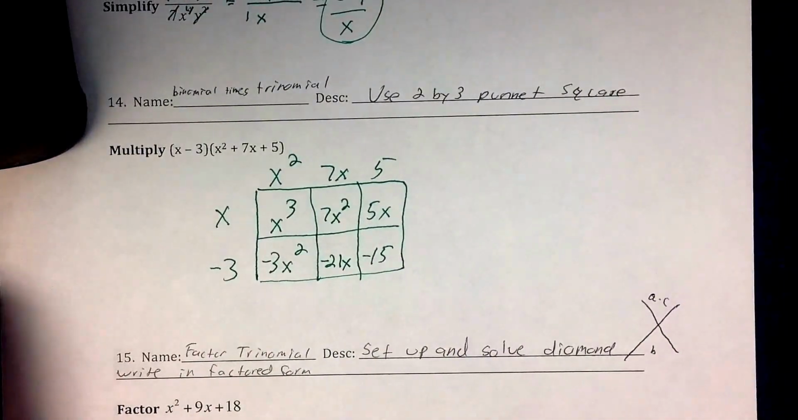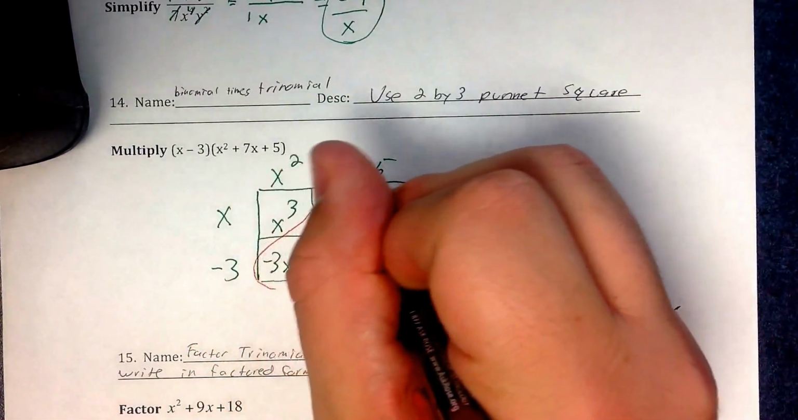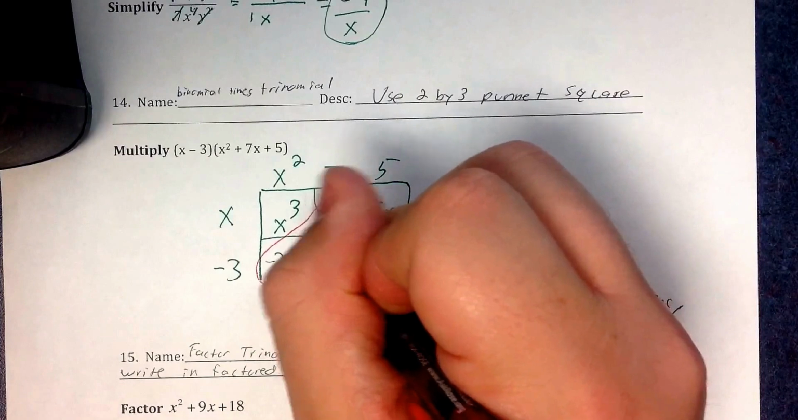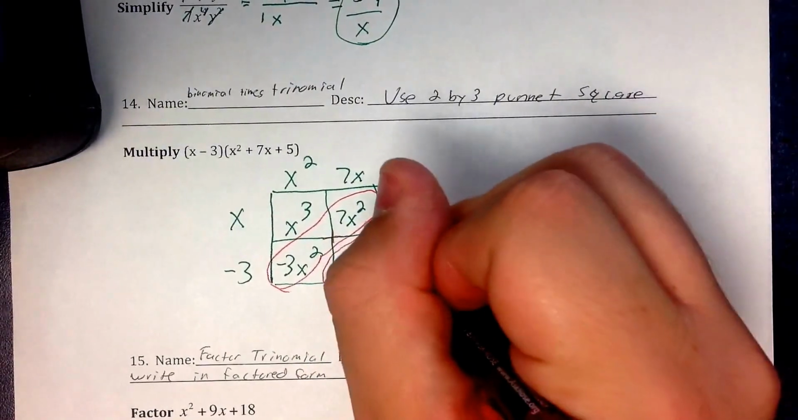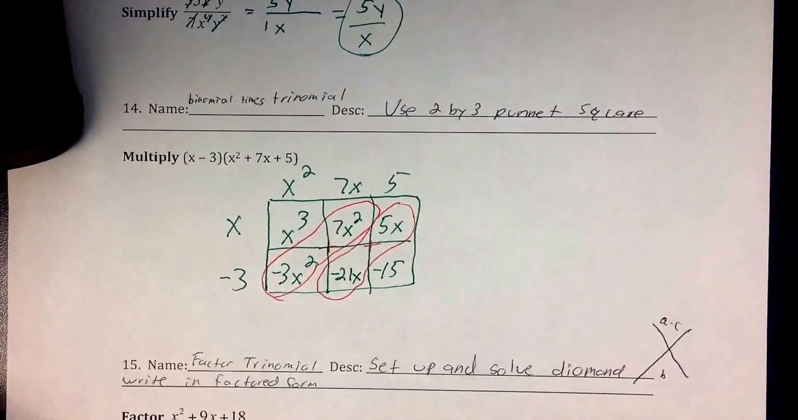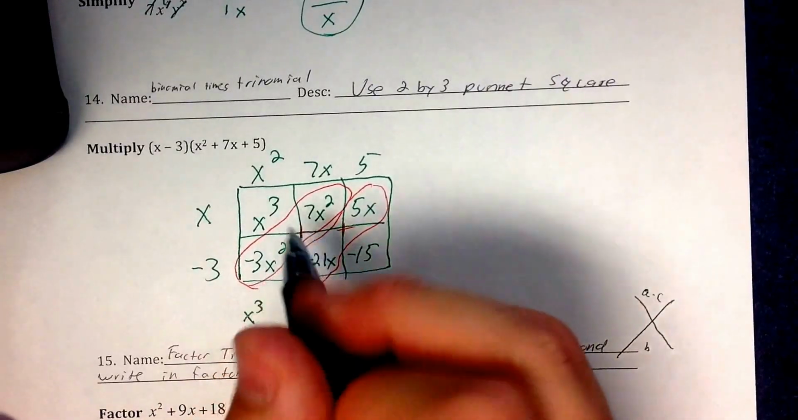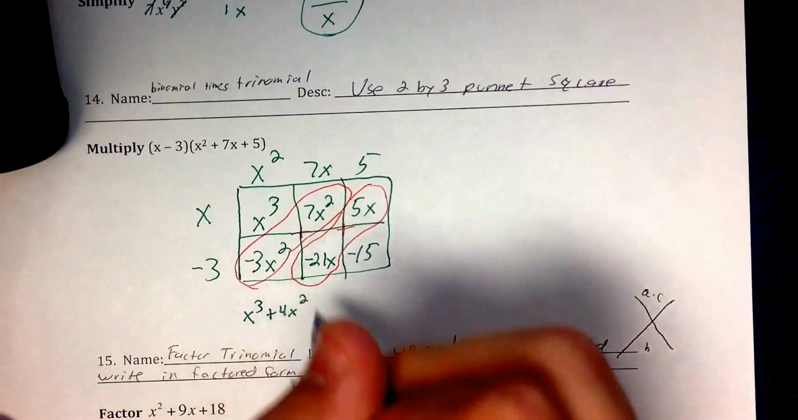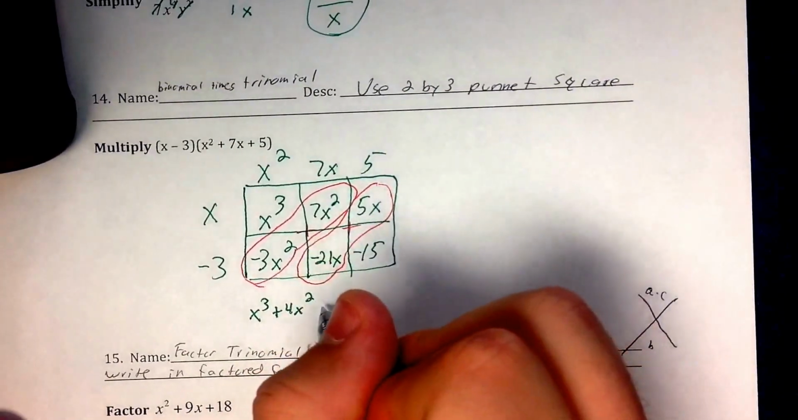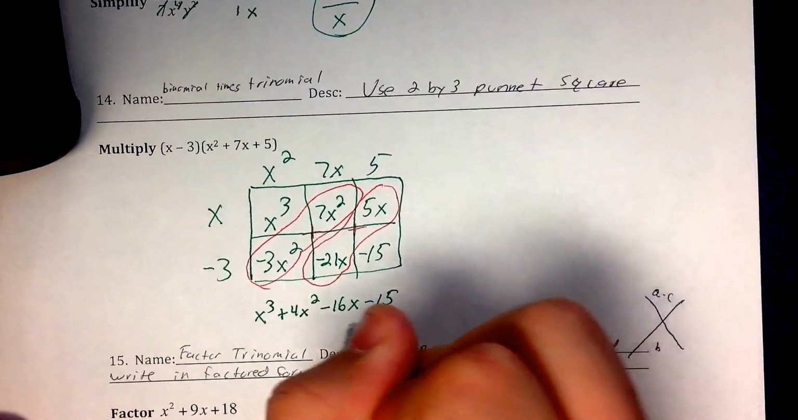Now I've got 2 diagonals that I can add together this time. I've got the negative 3x squared plus 7x squared I can add together. And then 5x and negative 21x I can add together. But I'm going to start my answer with the x to the third. Negative 3x squared and 7x squared is positive 4x squared. Negative 21x and 5x is negative 16x. And then I bring down the minus 15.